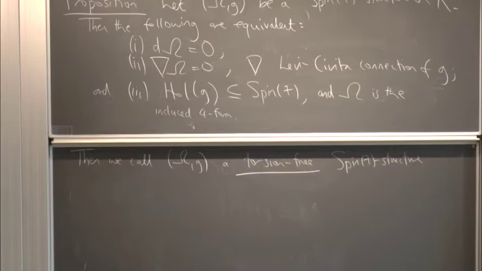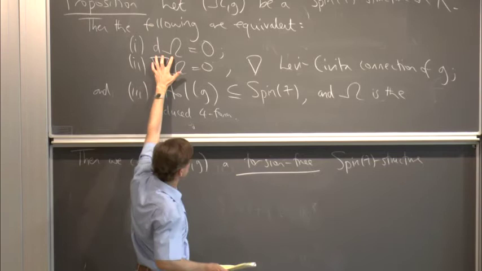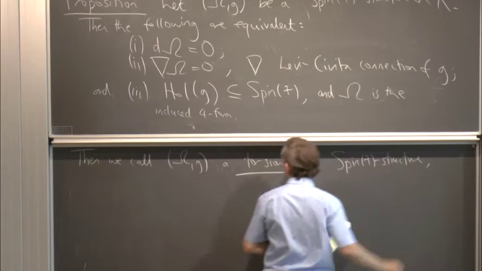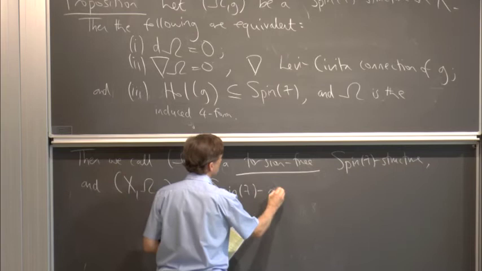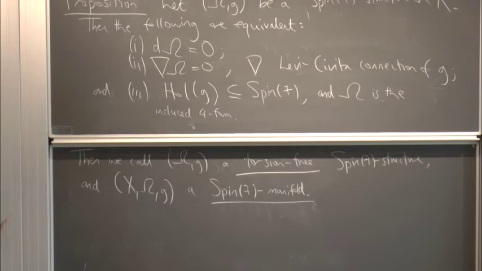So you can think about dΩ as being the torsion of the Spin(7) structure. We also call the triple (X, Ω, g) a Spin(7) manifold. So for me, a Spin(7) manifold is an 8-manifold with a torsion-free Spin(7) structure. Some people would use Spin(7) manifold without the torsion-free condition. Okay.